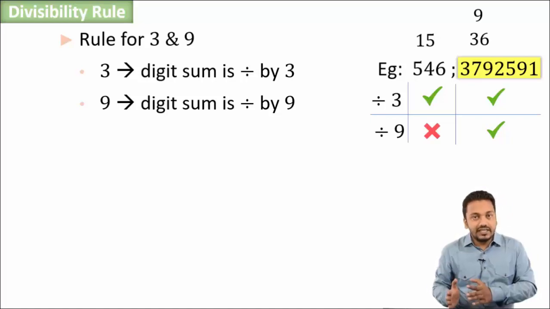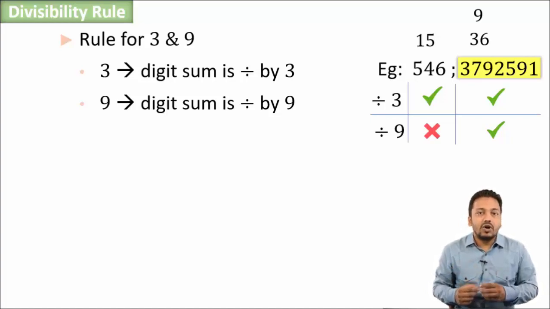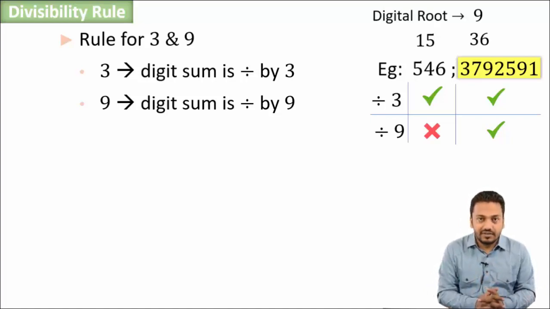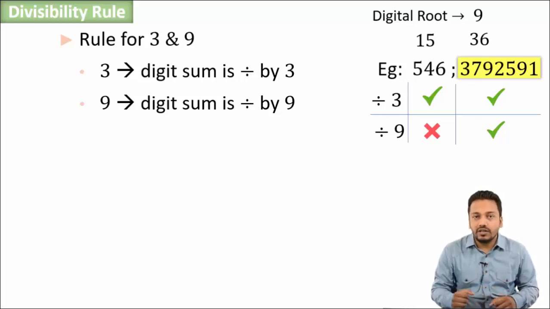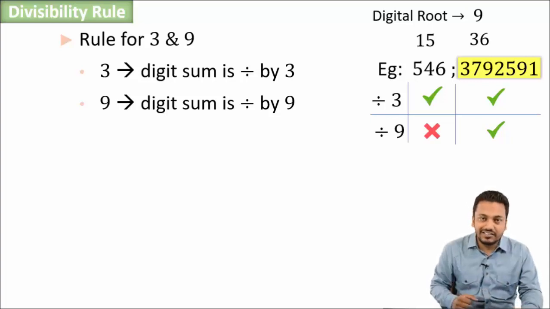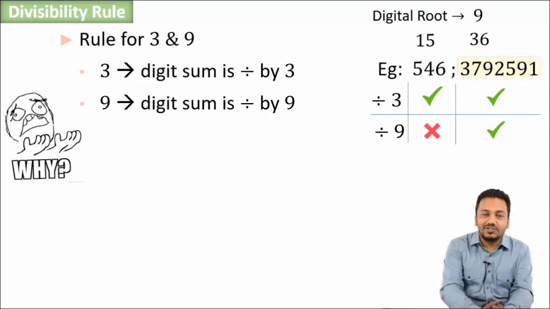Now this one digit obtained after repetitively adding the digits is called the digital root of the number. Got it? Digital root of the number. And as we are math lovers, let's go deeper and see why this rule works.